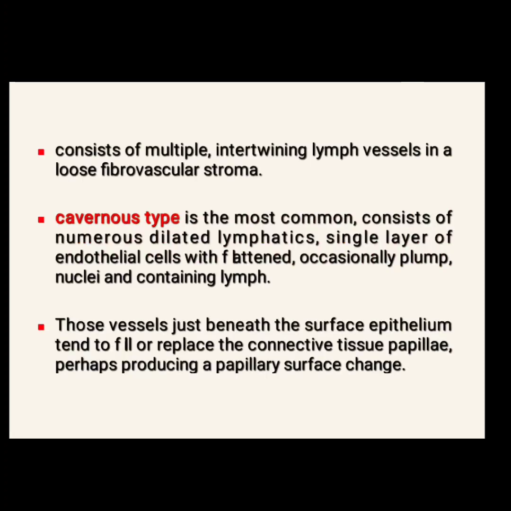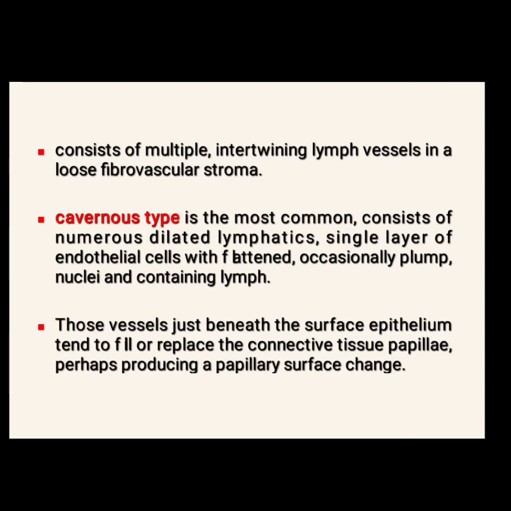Now coming to the histopathology of lymphangioma. It consists of multiple intervening lymph vessels in a loose fibrovascular stroma. The most common histopathological type which we see is the cavernous type. In the cavernous type of lymphangioma, we will see large dilated lymphatic vessels which are lined by a single layer of endothelial cells, and these endothelial cells can be flattened or have plump nuclei, and the lymphatic vessels will contain lymph within them.